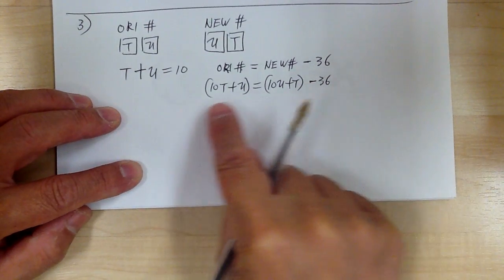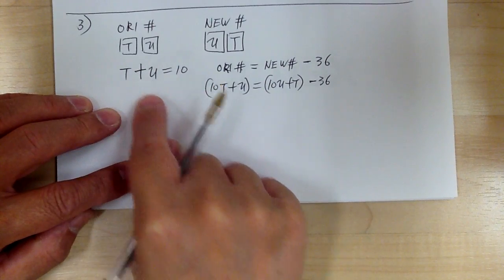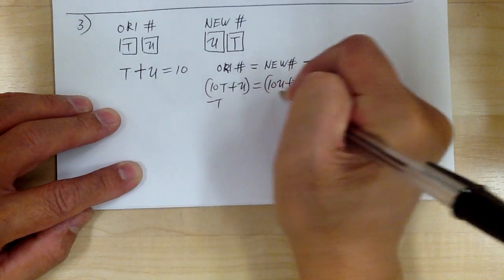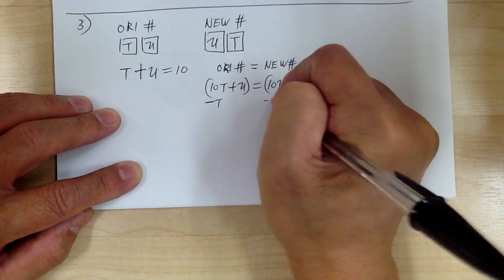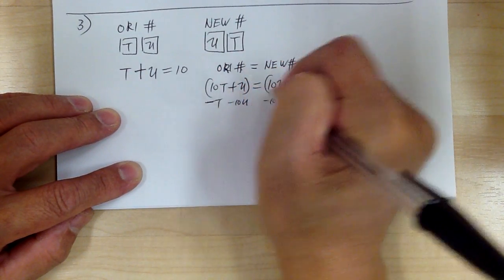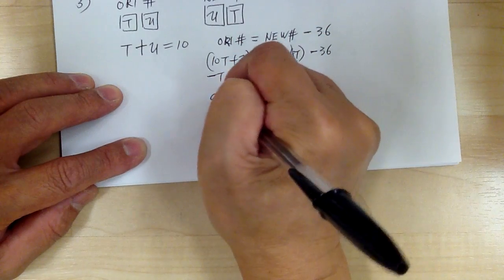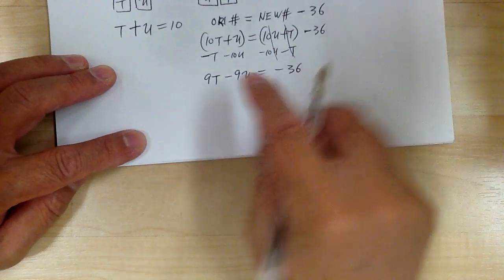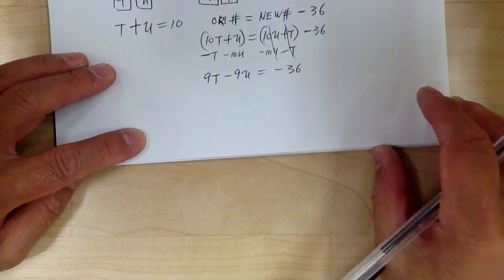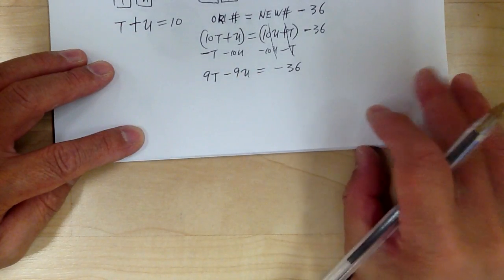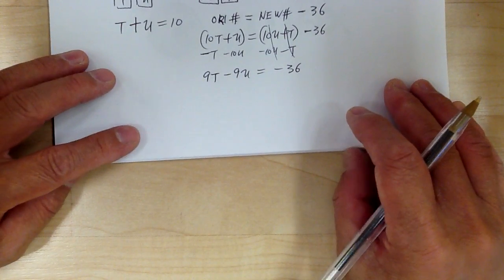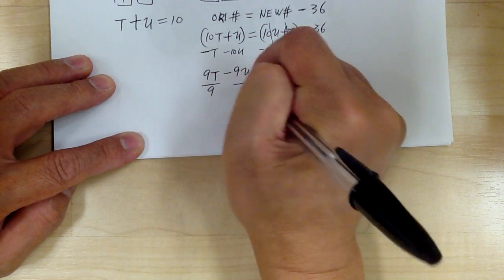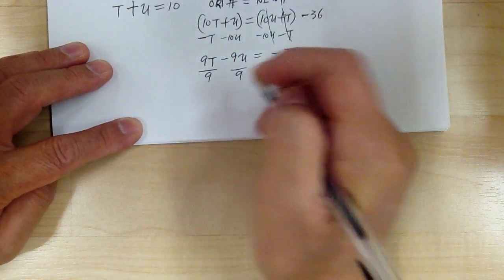Now you want to move the variables to make it look like that, to simplify things a little bit. So minus t to cancel it out, and minus 10u to cancel it out. You get 9t minus 9u equal to negative 36. What you want to do is lower the number so it's easier to solve. When you do an elimination method, you can multiply or divide, depending on whichever is easier. In this case, you can divide by 9 to lower your number, so it's much easier to solve.